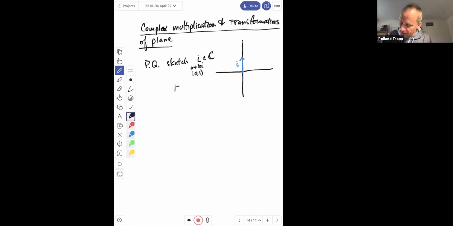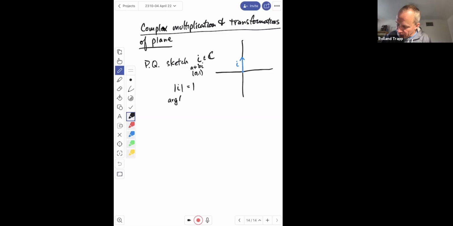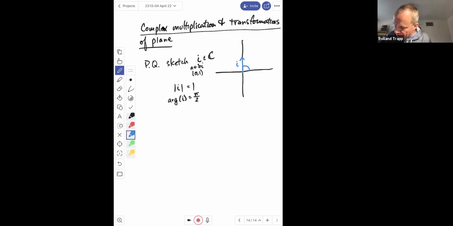So what is the length of i? Not a trick question. 1. That's just 1. And what's the argument of i? Pi over 2. And that's because this angle here is pi over 2, right? It's a right angle. Okay, so we know a lot about i.